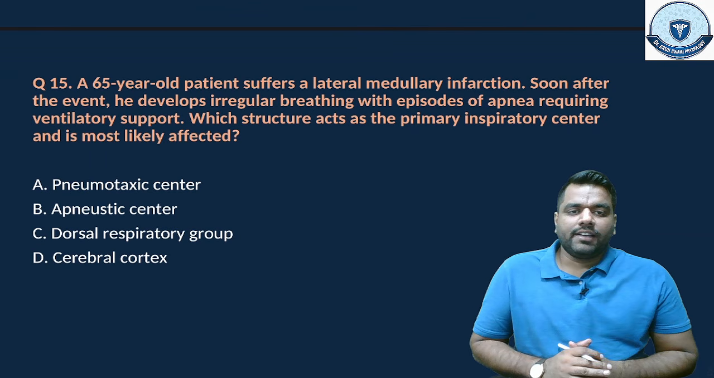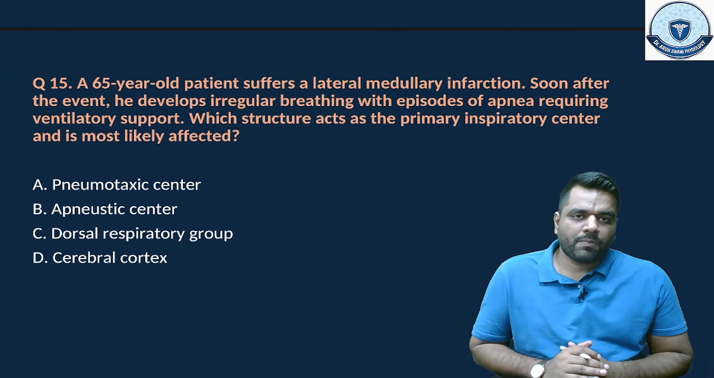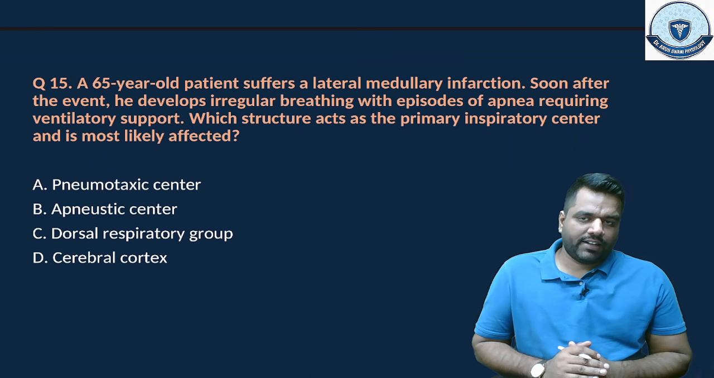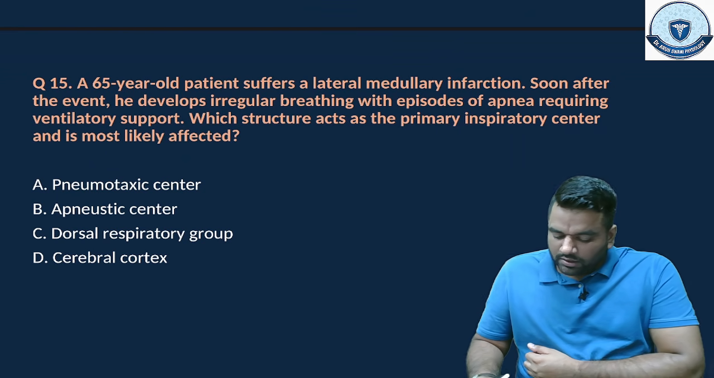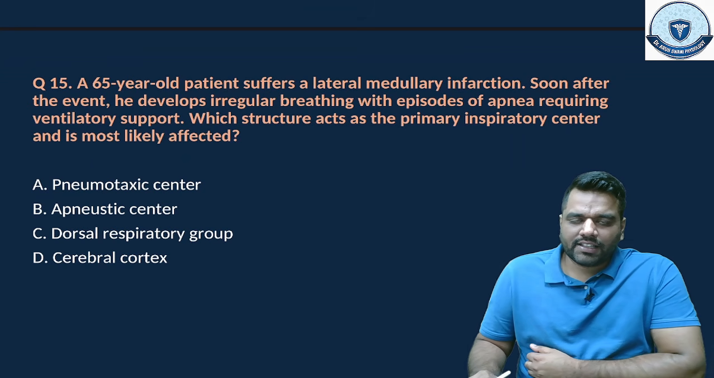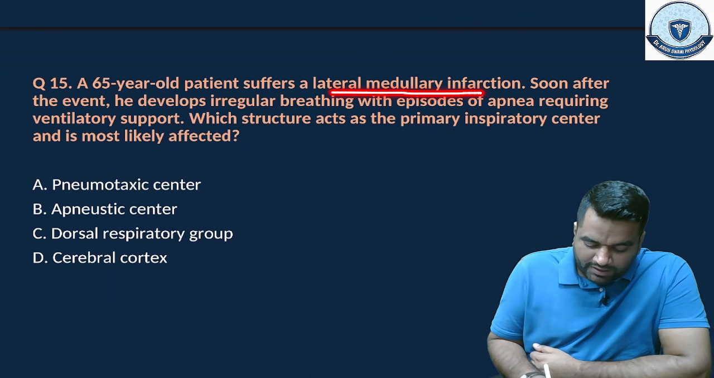Coming to the next, a 65-year-old patient suffers a lateral medullary infarction. Soon after this event, he develops irregular breathing with episodes of apnea requiring ventilatory support. Which structure acts as the primary inspiratory center and is most likely affected? So guys, the options are pneumotaxic center, apneustic center, dorsal respiratory group, and the cerebral cortex. So the infarction has happened at the medulla.